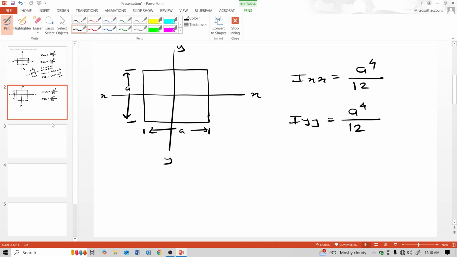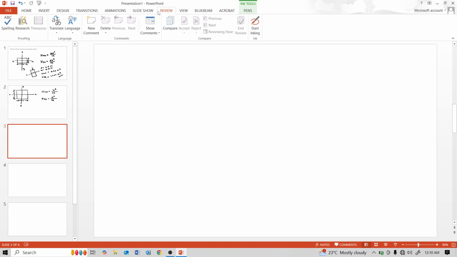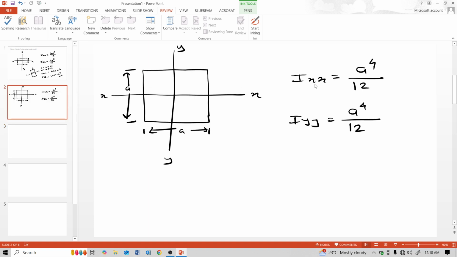Now next, see here, moment of inertia is directly proportional to a. That means if you increase the side of square, that means if you increase dimensions of square, moment of inertia also increases.